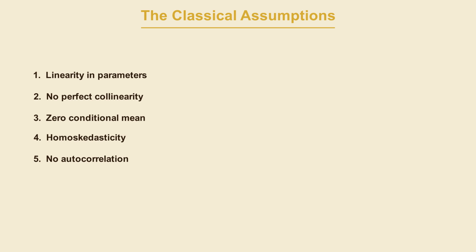The fifth assumption is no autocorrelation. The errors in different months shouldn't be related to one another. Knowing the fund's surprise this month shouldn't tell you anything about the surprise next month. This is really a time series concern, and with monthly fund data, it's easy to picture a violation.